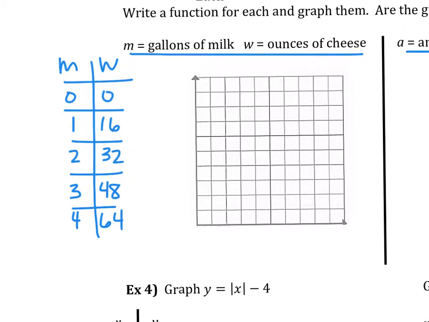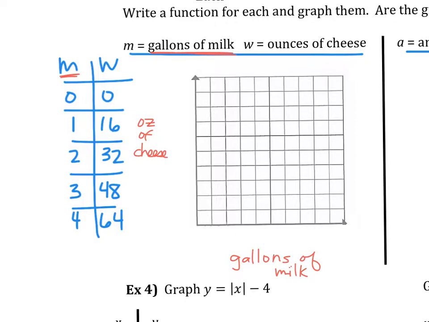So if we're going to plot these, we got to figure out what makes sense here in terms of where our variables are and how we represent them. So M, we set up here, is gallons of milk. So this is going to be gallons. And W is ounces of cheese. So make sure you label these, gallons of milk and ounces of cheese. And then we're just going to plot them.